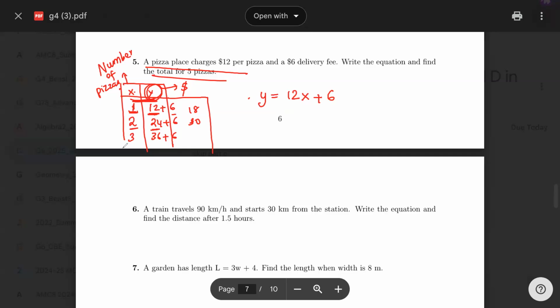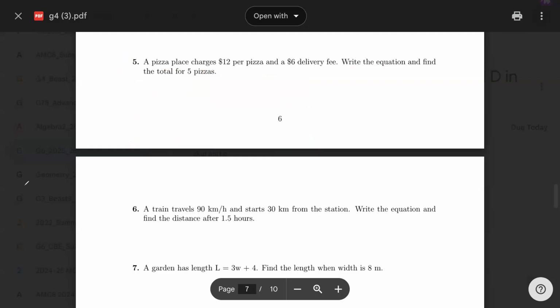If you change the x to p because of number of pizzas, would that be correct too? Yeah, I like that too. He wants to change this variable to p. Is that what it is, Vaibhav? Yes, that's correct. Now tell me, find the total for 5 pizzas. If I want to find the cost for 5 pizzas, what should I substitute in p? 5. Good job, guys. If I substitute 5 there, it becomes 12 times 5 plus 6, which is $66. Make sense? Y always indicates cost. X always indicates number of pizzas. Make sense?